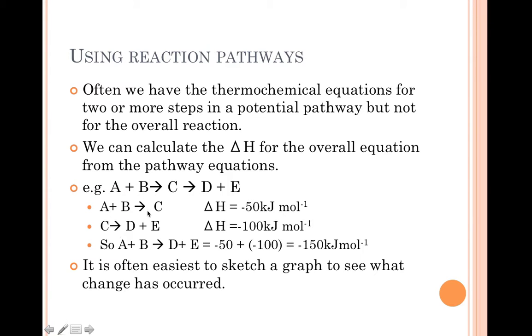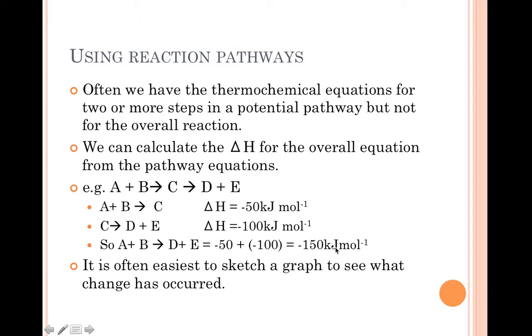We know the enthalpy change for that first step. A plus B gives us C. We know that takes in 50 kilojoules of energy. We know that if we had C and we made D and E, it's going to take in a further 100 kilojoules of energy. So therefore, we can say that if we're going from there all the way to there, we're going to take in a grand total of 150 kilojoules of energy.